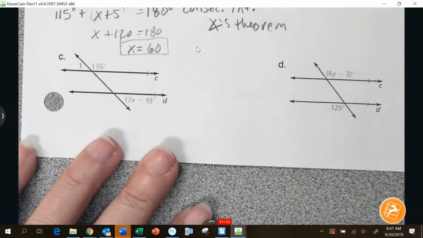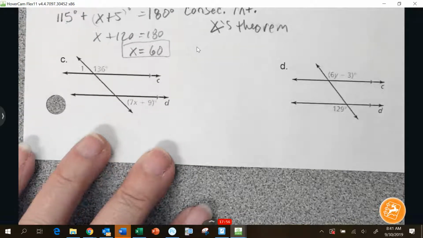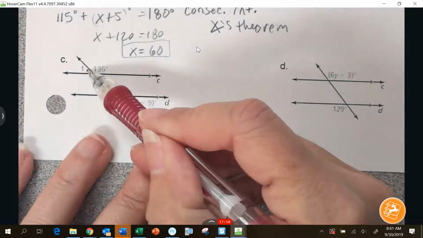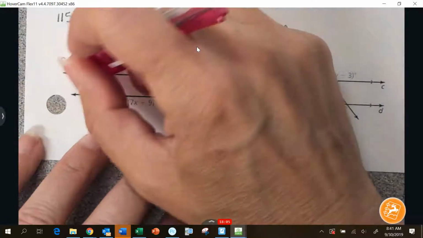Okay, I want you guys to try these, C and D. On C, I've given you an angle that you have to find first. On D, I gave you options. So you don't necessarily have to find something first on D.